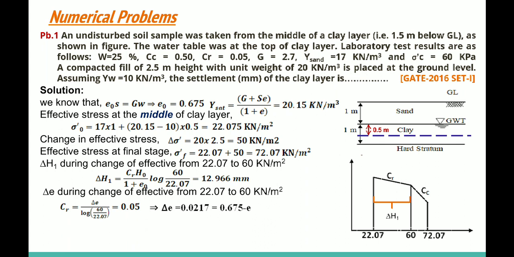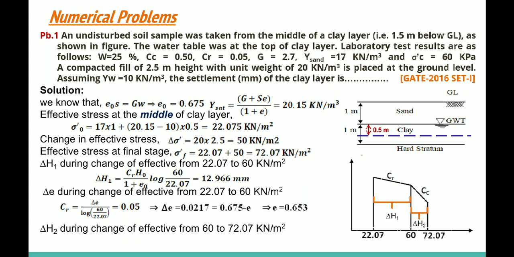So we have calculated the change, and we have the initial void ratio, so we can calculate the void ratio at 60 kilopascal, and we get 0.653. Okay, and this void ratio will be the initial void ratio for the second stage, right? So now we can calculate delta H2. We have all this data, CC and H0 and this e, and then we calculate and get 24.075 mm.